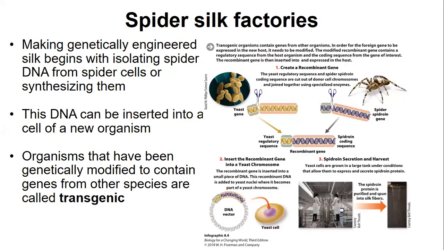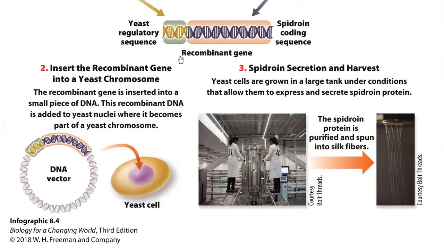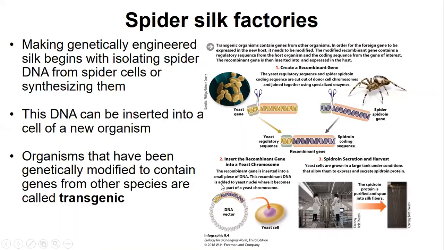All right. So making genetically engineered spider silk begins with isolating the spider DNA. But let's back up before we get into that. We're going to go to the end product first. Here they are making spider silk from yeast cells. And here you can see the purified protein spun into this silk fiber. So here they are making that.